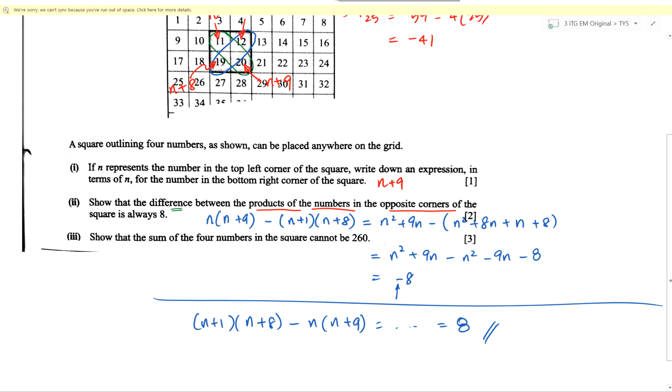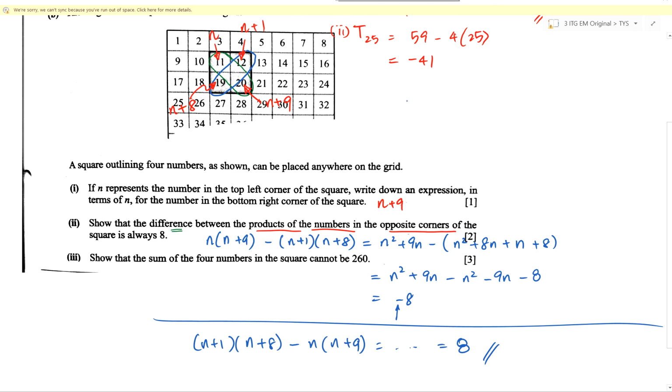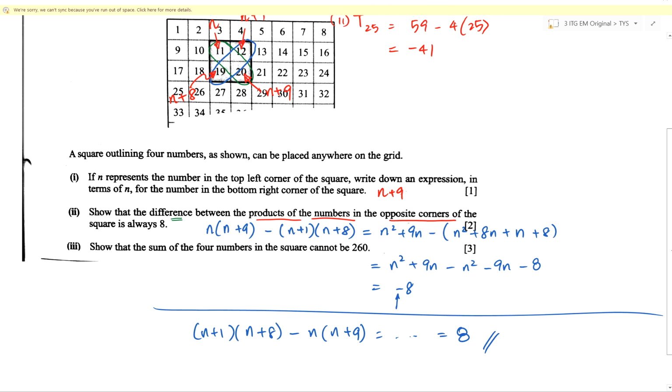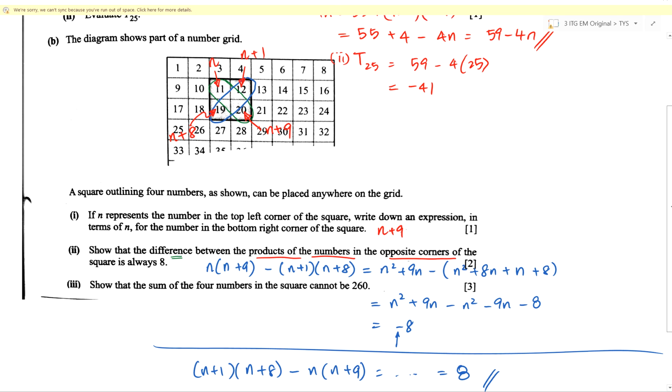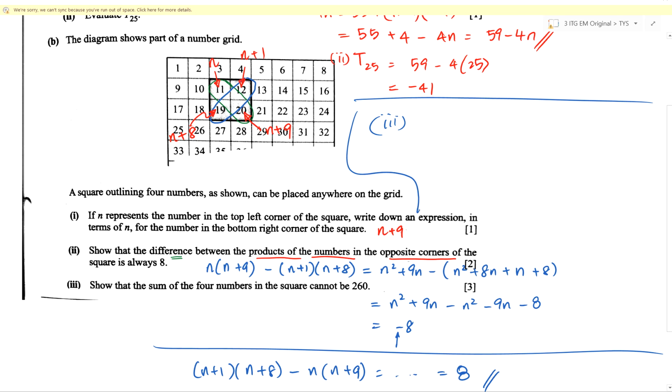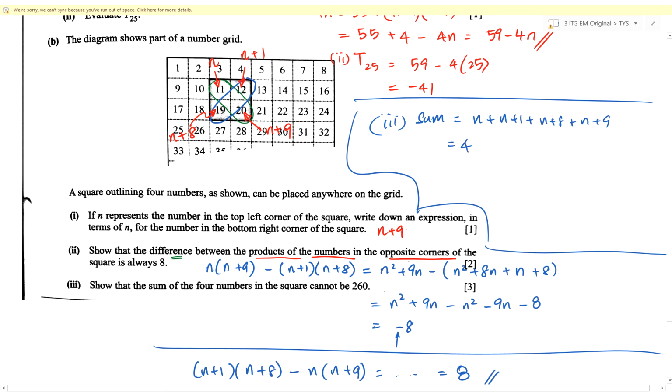So the final part, part 3: show that the sum of the 4 numbers cannot be 260. So we're going to add everything up. So for part 3 this time, the sum is given by n, n plus 1, n plus 8, n plus 9. In total we have 4n plus 18.